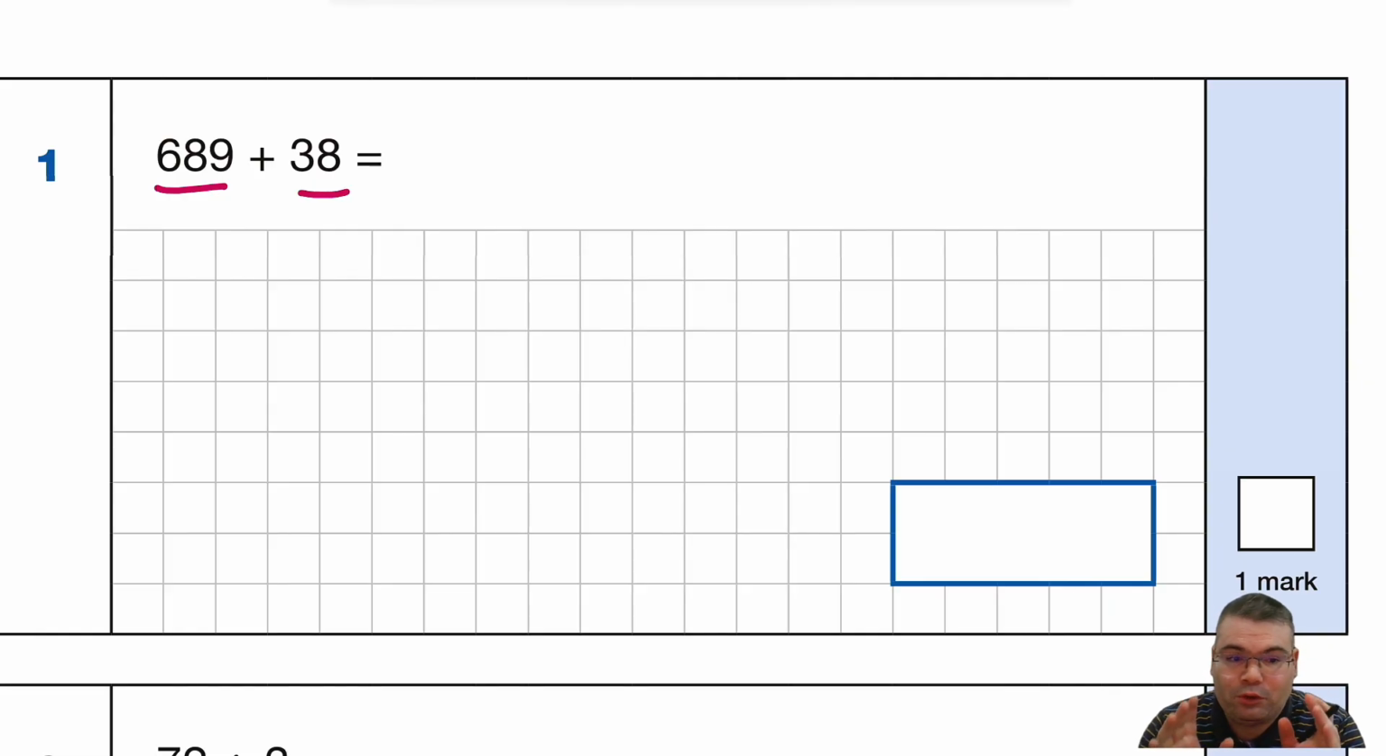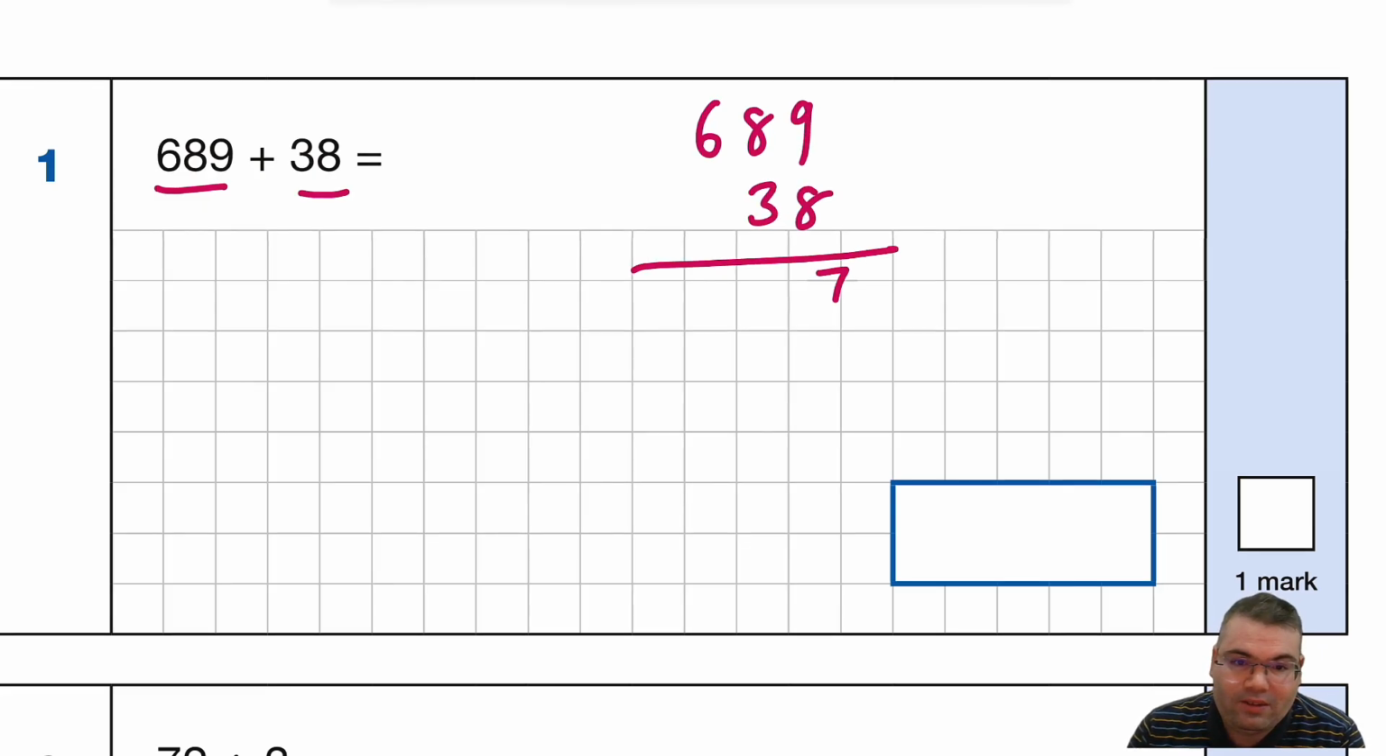So there are two ways to do that. One is the normal method that you used to do: 689 and 38. You just add 9 and 8, 17, write 7 and carry 1. 8 and 3, 11, and 1, 12. Write 2 and carry 1. 6 and 1, 7. So your answer is 727.